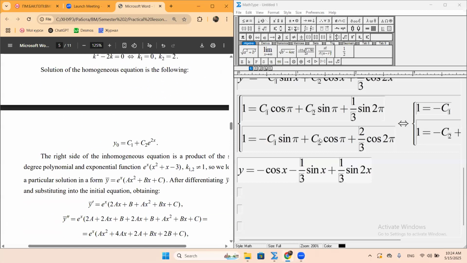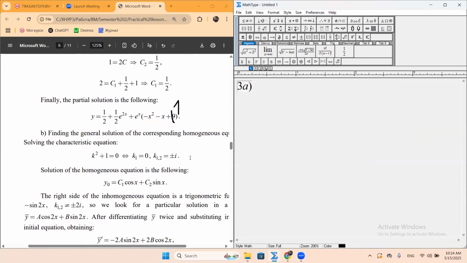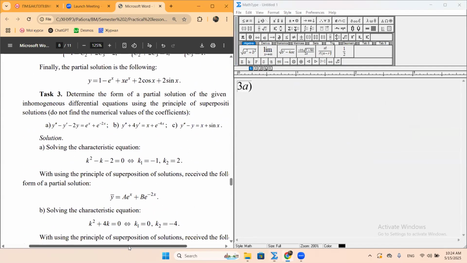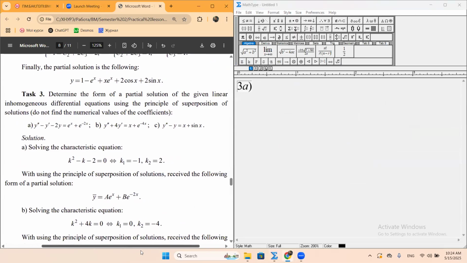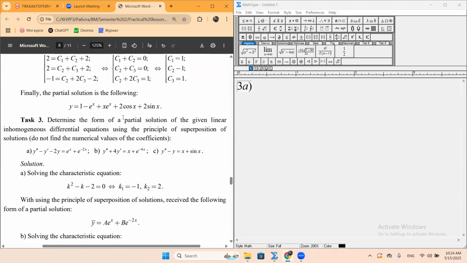Okay, let's continue. So moving to exercise 3, so 3a, and we have the following equations. The task is the following: to determine the form of a partial solution of the given linear inhomogeneous differential equation using the principle of superposition of solutions. And now we don't have to find exact coefficients, we just need to find the general form of this solution.